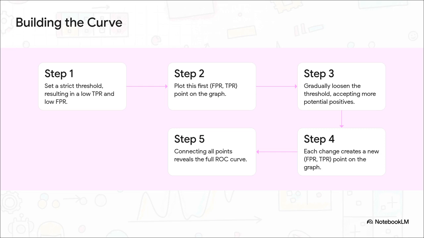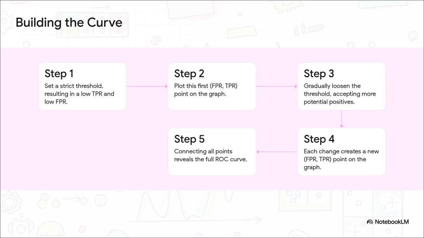We start by setting a super high bar. We only flag things we're absolutely certain about. This gives us our first point on the graph. Very few false alarms, but we also miss a lot of real cases. Then we start to lower that bar little by little. And as we do, we start catching more true positives, but of course, we also trigger more false alarms.